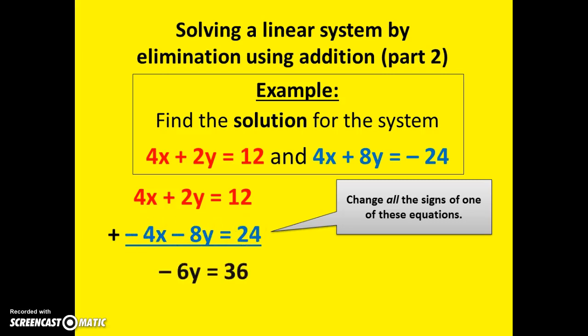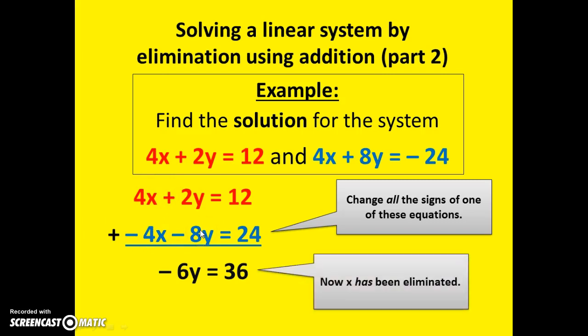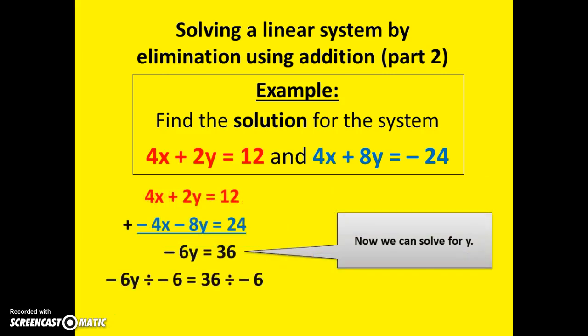Now if we add them, notice what happens. 4x plus a negative 4x, the x's are eliminated and we're left with y's. Now that x has been eliminated, we can find the solution for y. What it says right now is negative 6y equals 36. We don't want negative 6y's. We want to know what 1y means. So what are we going to do? We're going to divide both sides by negative 6, and that gives us a y of negative 6. So we've solved for y.